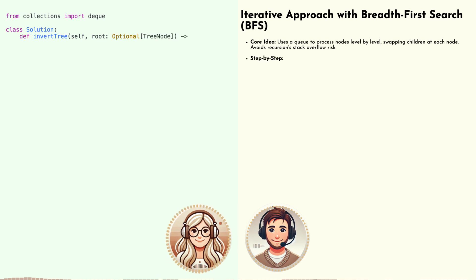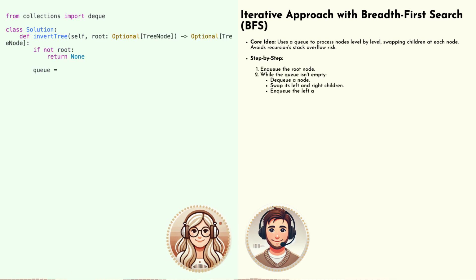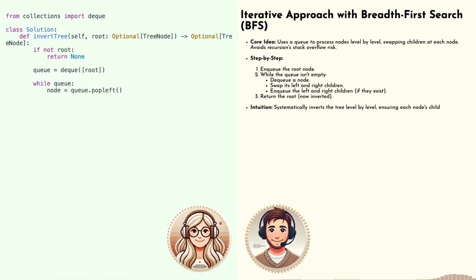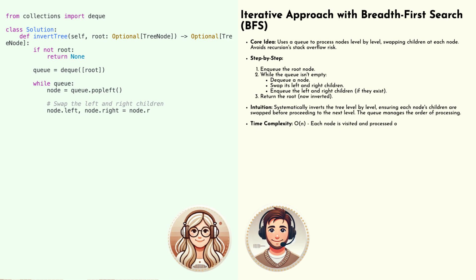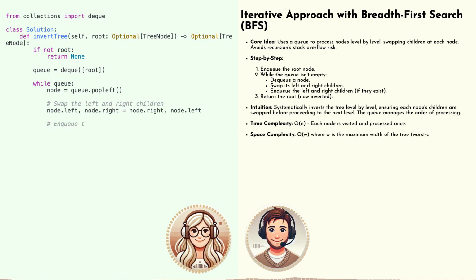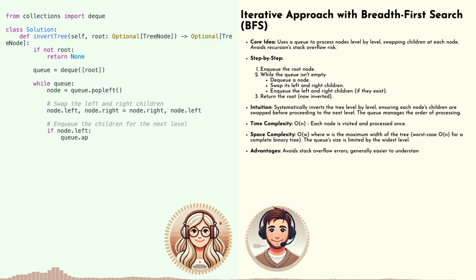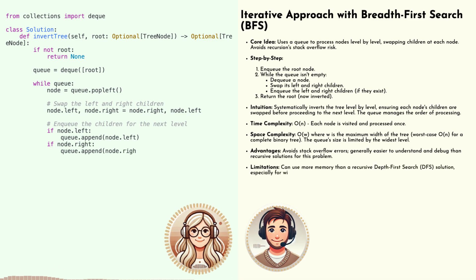Instead of relying on that function call stack, we can manage the traversal ourselves using some other data structures like queues and stacks. Okay, I'm intrigued. Let's start with queues. How can we use a queue to invert a binary tree? So this approach, it's called breadth first search, BFS for short. BFS, got it? You can think of it like exploring a building, but you want to visit every room on one floor before moving up to the next.